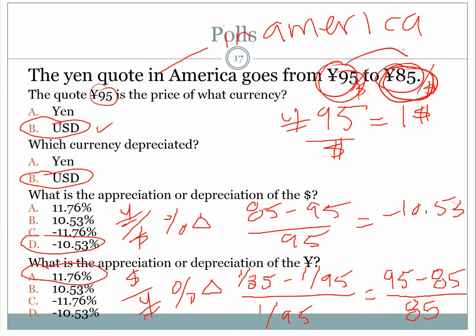So when the exchange rate went down, it's the dollar that depreciated. And if you want to know the depreciation of the dollar, since that's in the denominator, I can just take new minus old over old. 85 minus 95 over 95, the dollar's down 10.5%. If I want to know what happened to the yen, I can just take 95 minus 85 over 85, and the yen's appreciated 11.76%.